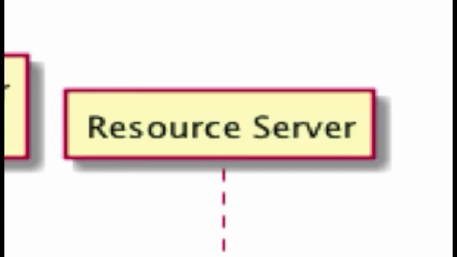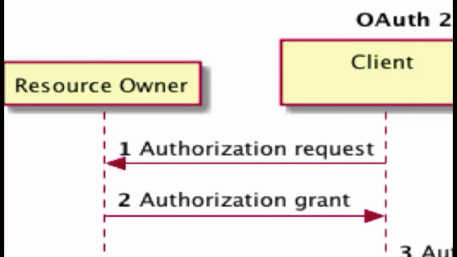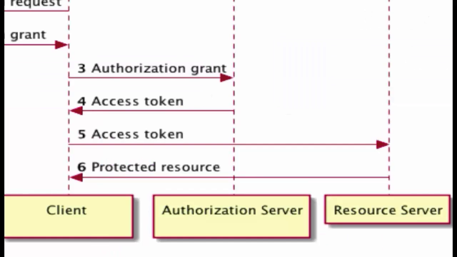The client sends an authorization request to the resource owner, which sends the authorization grant back to the client. The client sends this authorization grant to the authorization server, which responds with an access token, which the client uses to access the resource server, which responds with a protected resource.